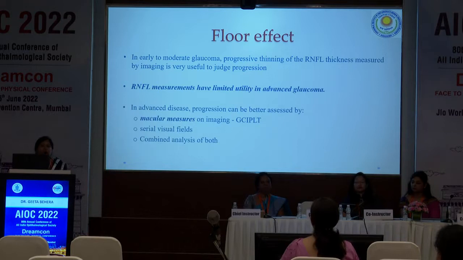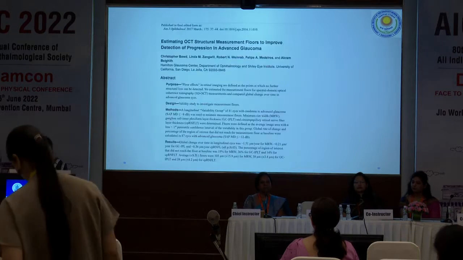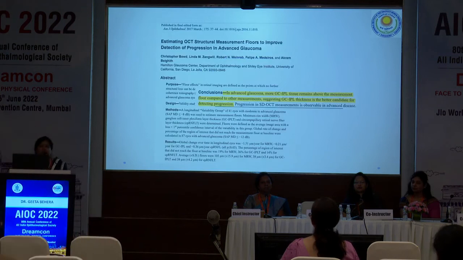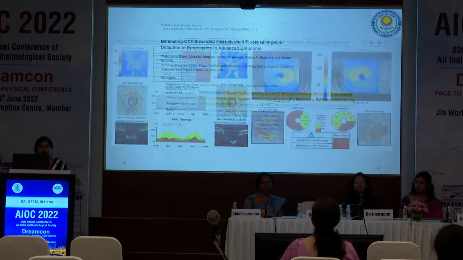So in advanced glaucoma, progression can be better assessed by macular measures and imaging, that is the GC-IPLT, serial visual fields, or combined analysis of both. This has also been proved, and this is a particular study which showed that in advanced glaucoma, more GC-IPL tissue remains above the measurement floor compared to other measurements, suggesting that GC-IPL thickness is a better candidate for detecting progression.